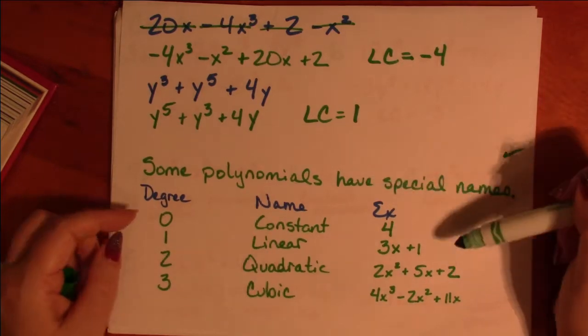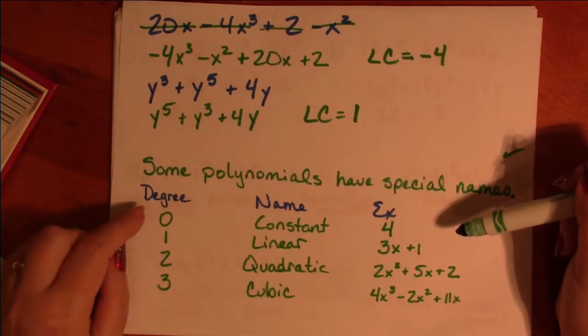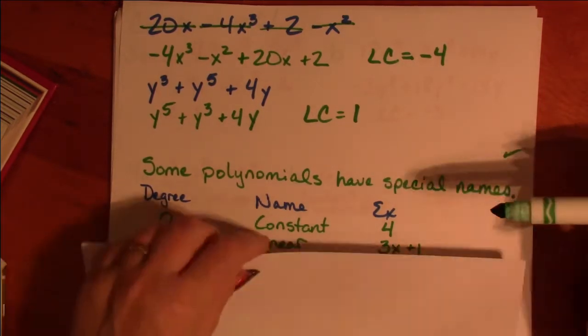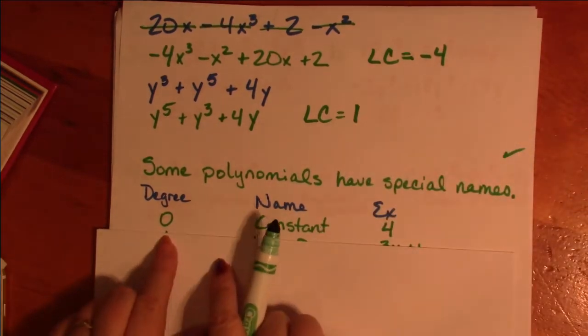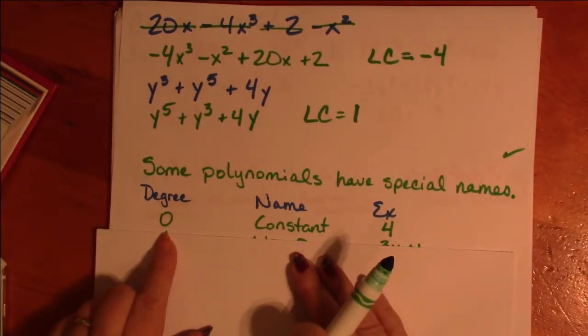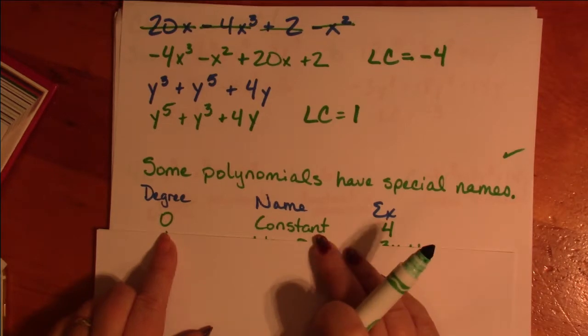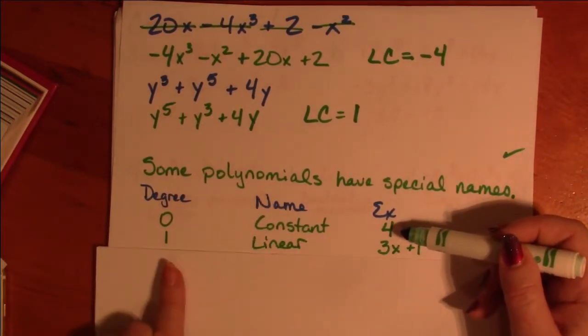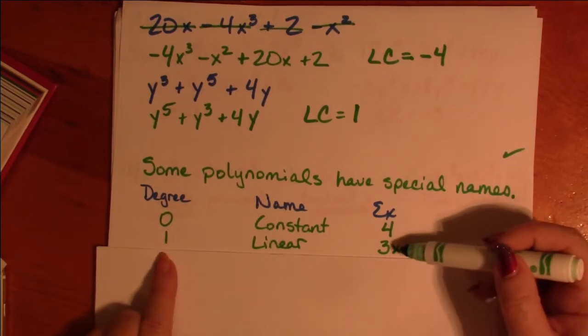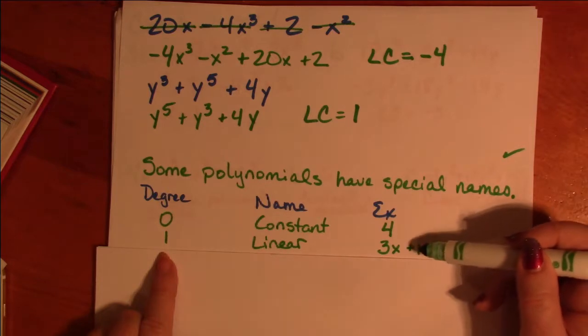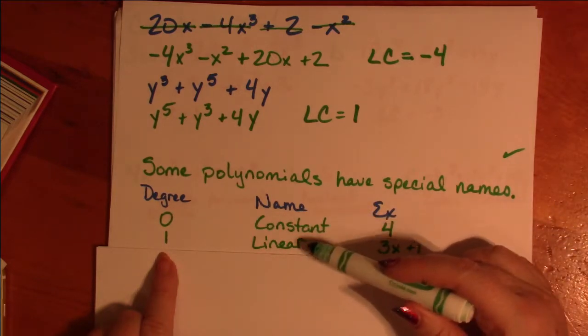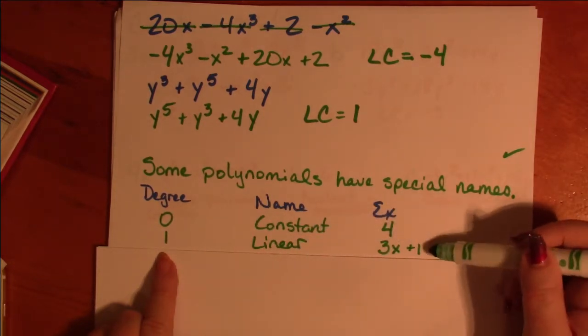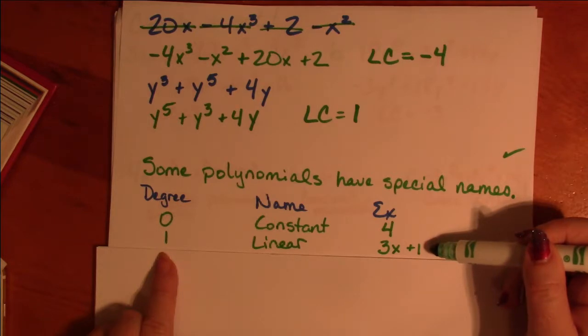Some polynomials have special names, and it's a good idea to become familiar with these. The first part of the name is based on the total degree. So if you don't have any variables at all, then that's just a constant, and an example of that is 4. If you do have at least one variable, but with no exponents at all, that's called a linear equation. And an example of that would be 3x plus 1.